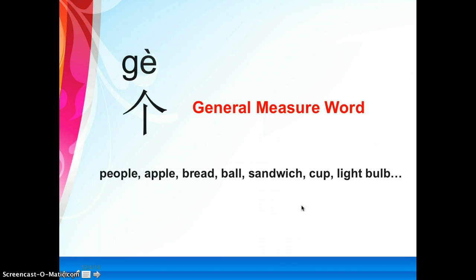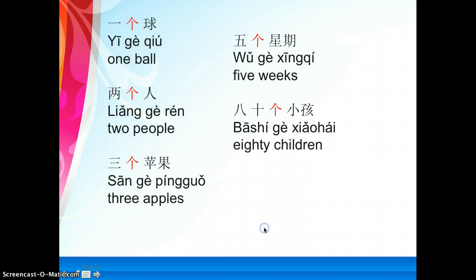So good, 个 is just a general measure word. It can be for people, apple, bread, ball, sandwich, cup, light bulb. It can be for everything actually, just a general word. We just use 个 in Chinese one. When we move higher, when we learn more, definitely we will learn more measure words. But you won't make any mistake if you just use 个 for everything. That's fine in Chinese one. For example, one ball would be 一个, and ball is 球. So one ball will be 一个球.